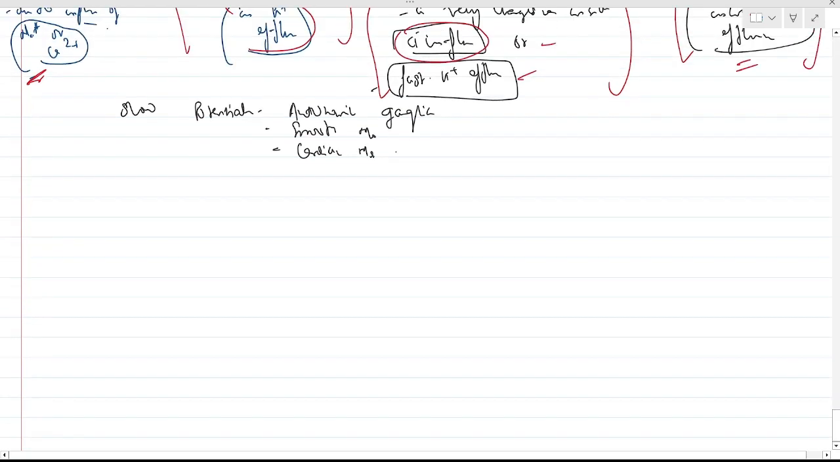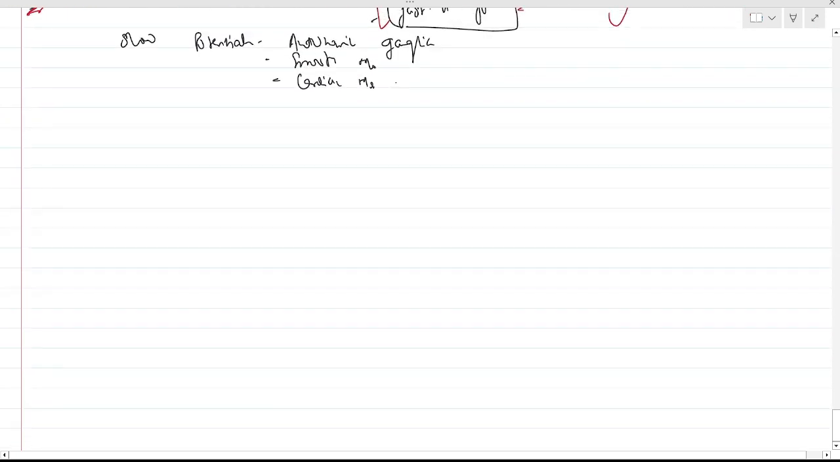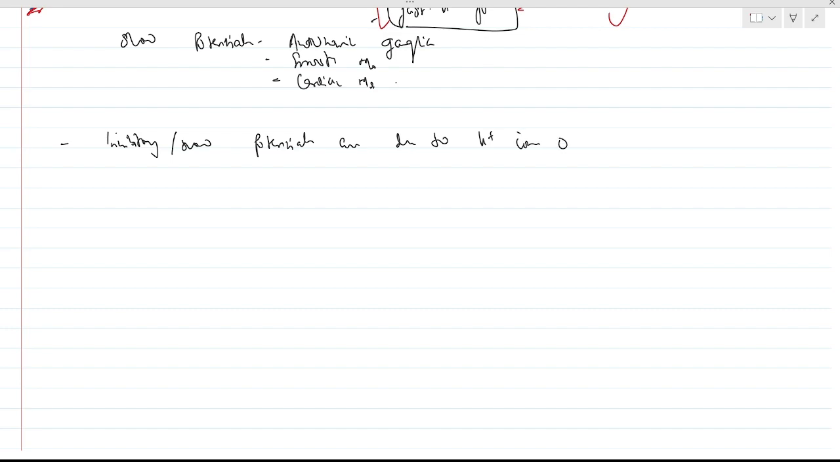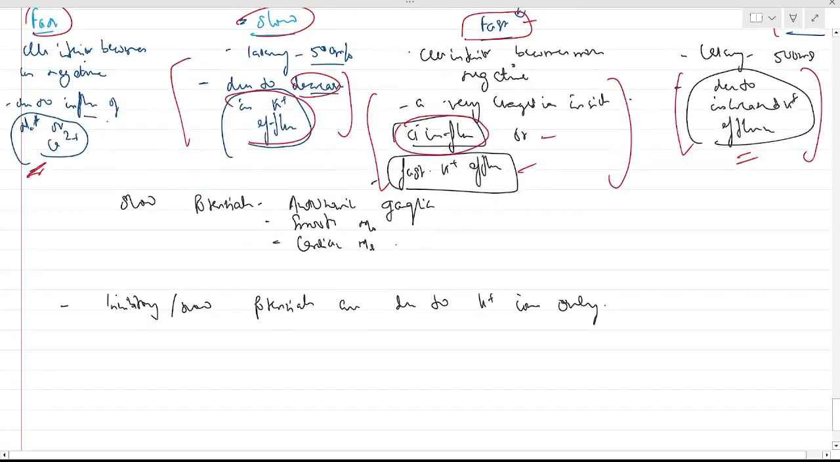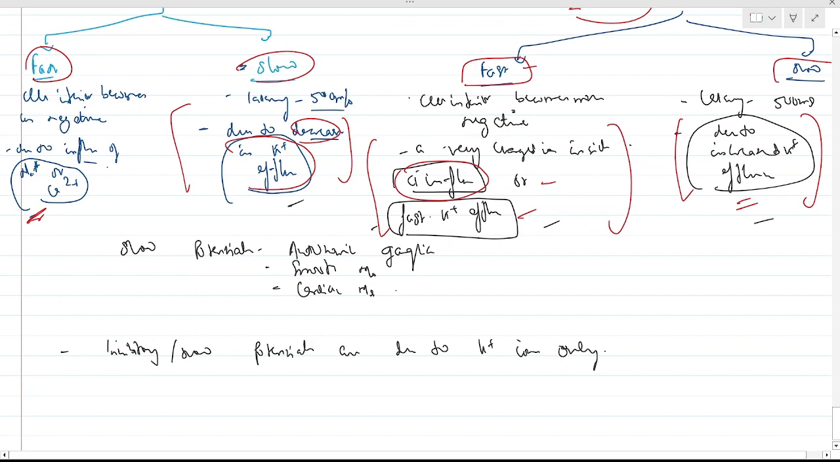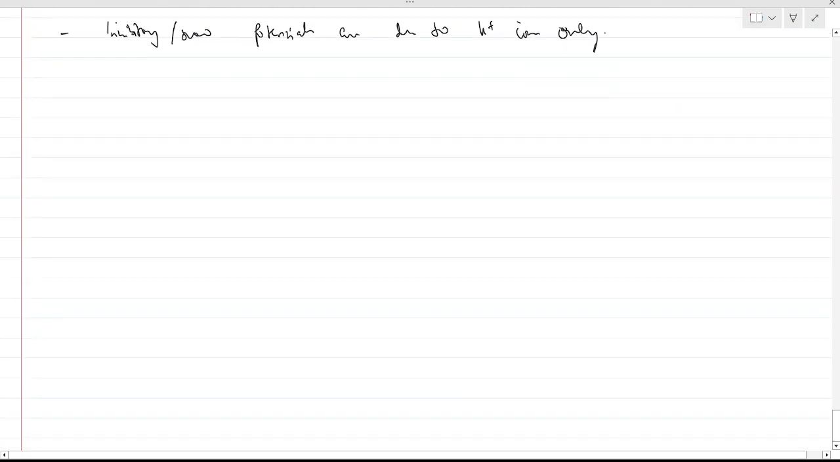Okay, autonomic ganglia, smooth muscles and cardiac muscles, which is slow potentials. Now expanding our discussions on this, the inhibitory or slow potentials. Okay, this is due to potassium ions only, seen here, inhibitory and also including slow potentials.